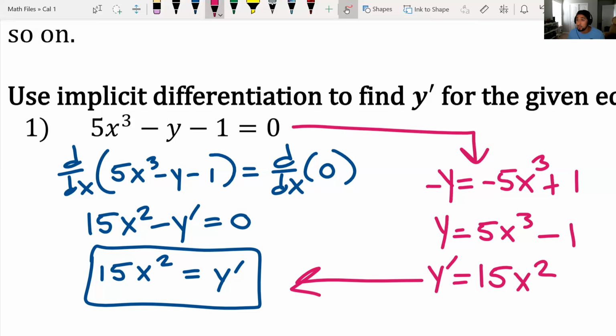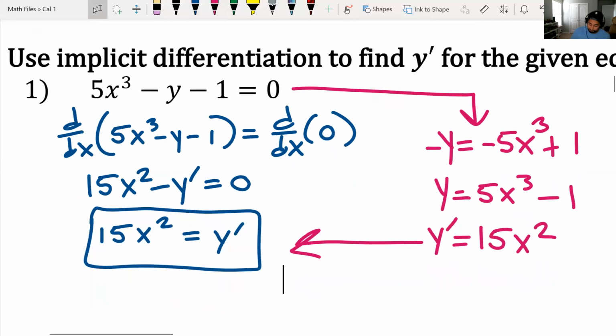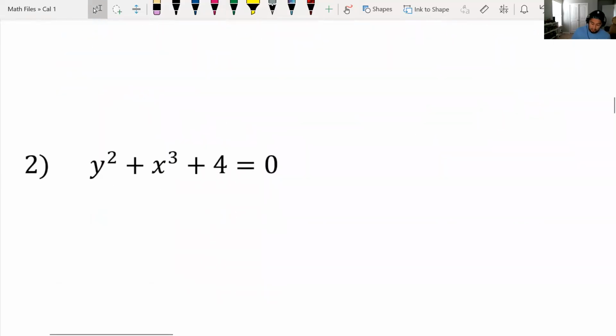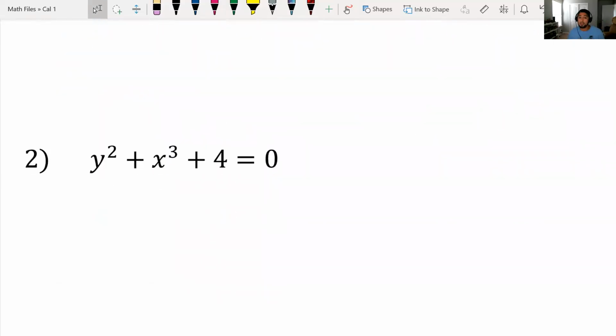But the point being is, we get the answer either way. But again, the point of implicit is, you don't have to rearrange and solve for y. And when we get to harder problems, you won't be able to rearrange and solve for y. So that's why implicit was created, to make our derivatives easier. Okay, do it again. y squared plus x cubed plus 4. Again, don't solve for y, just take the derivative with respect to x.